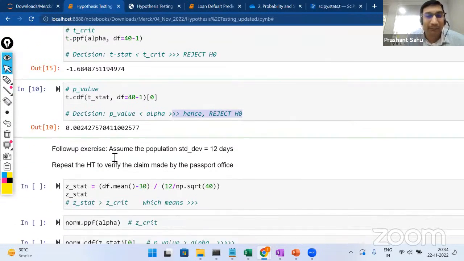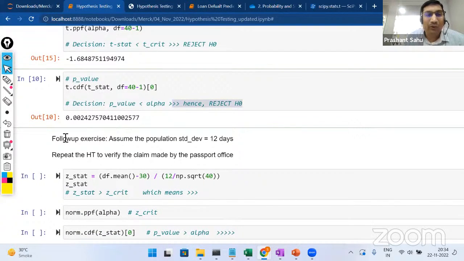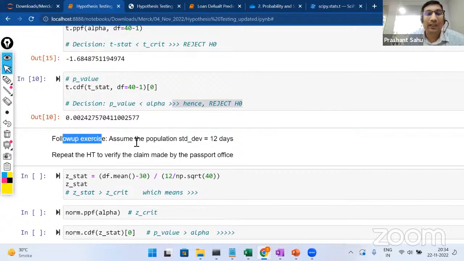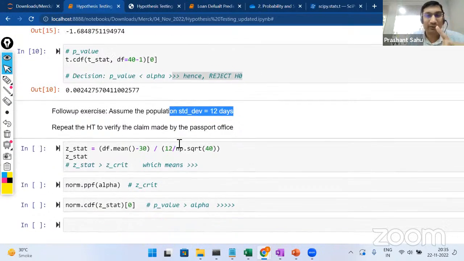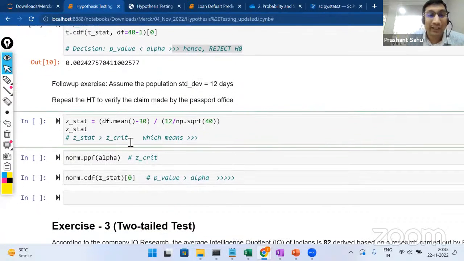So I'll take one more example. As a follow-up question, if I assume that the population standard deviation is 12 days, how does the hypothesis testing look like now? Now, since I have the population standard deviation, this is a case of Z test. Why? Because the sample size is greater than 30. And now since the population standard deviation is also available, we'll be using Z test. So how does that change?